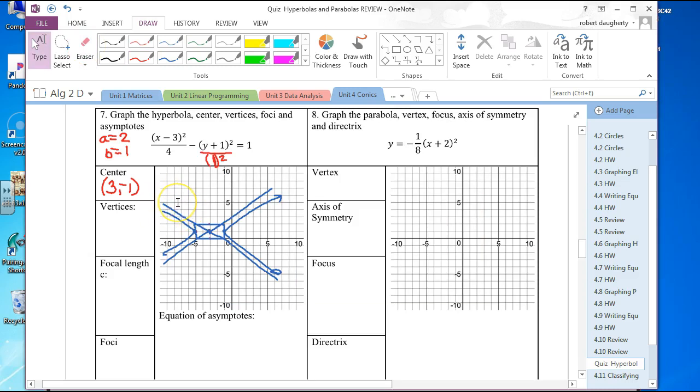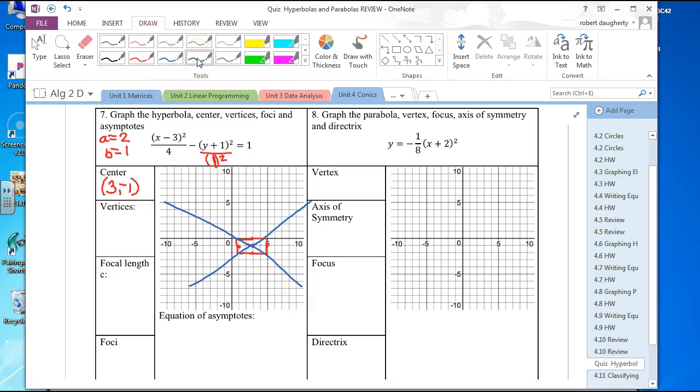Okay, I made a mistake, so I'm going to back up here real quick and redo this graph. So center is at (3, -1): 1, 2, 3, negative 1. There is my center. a is equal to 2. b is equal to 1. So I can see if I draw this rectangle here, that tells me how to draw the asymptotes. They start from the center and they radiate to every corner of that rectangle. This is a horizontal hyperbola, so it's going to look like this.